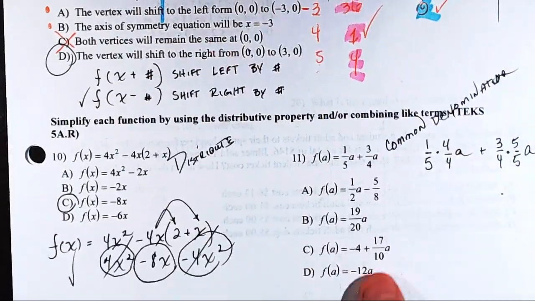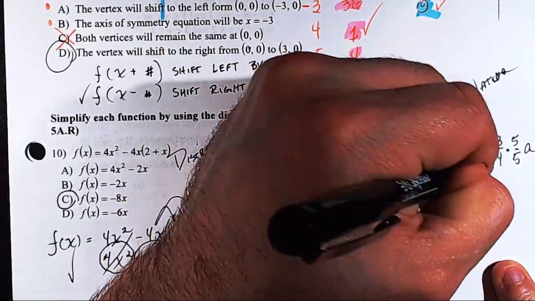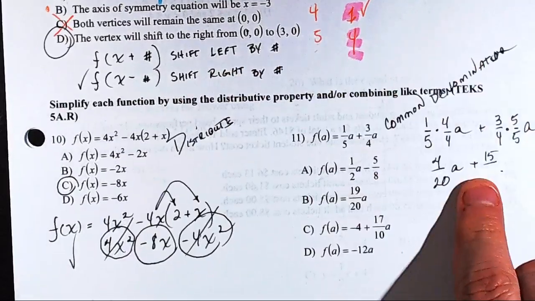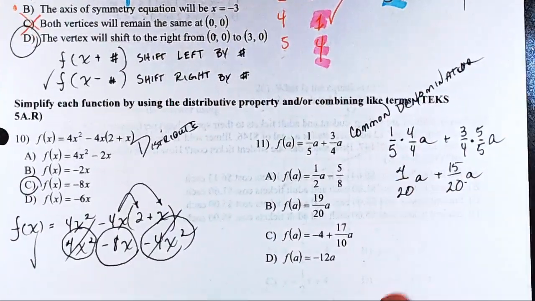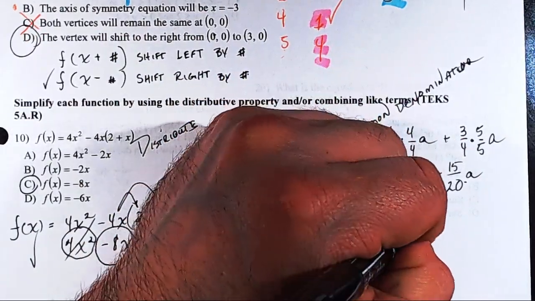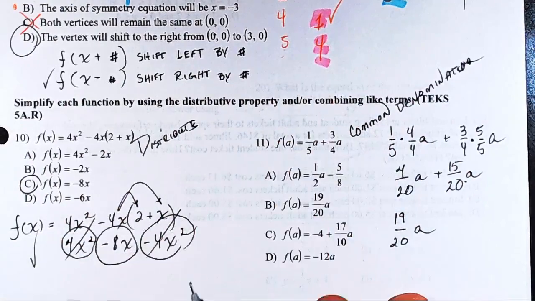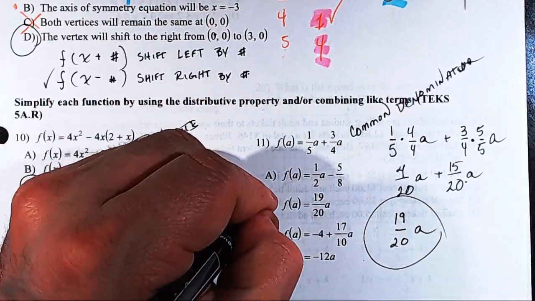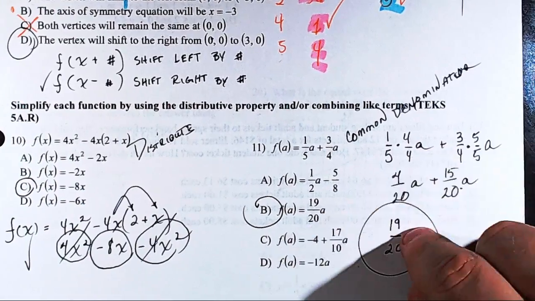Well, what is that? 1 times 4 is 4 over 20 a plus 3 times 5 is 15 over 20 a. 4 plus 15 is 19 over 20a. So 1/5a plus 3/4a equals 19/20a. It's irreducible. So I get b. Right? Again, work must be shown.